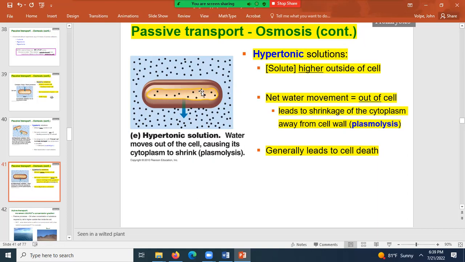That will cause the plasma membrane to pull away from the cell wall, and the cell will shrink, causing... there's a name for that, and I'm drawing a blank now. Plasmolysis?